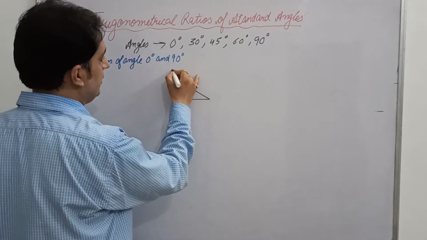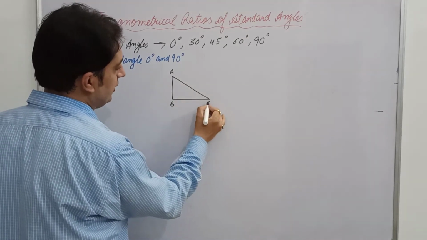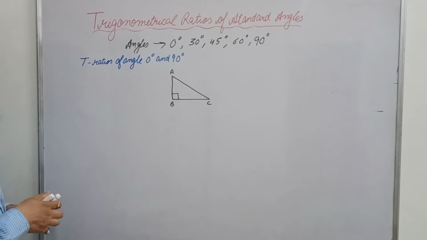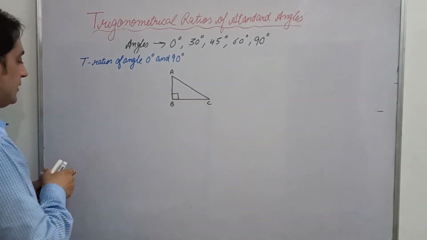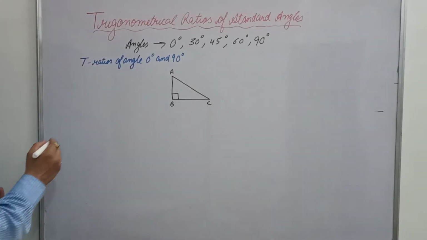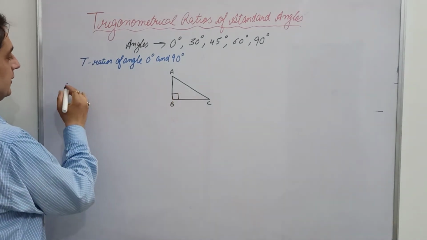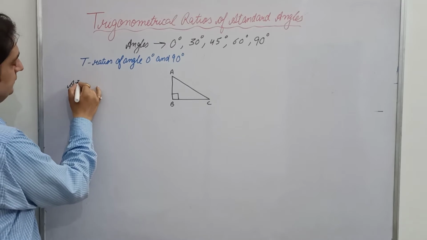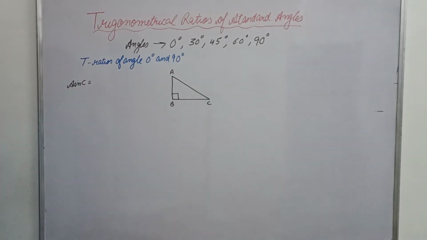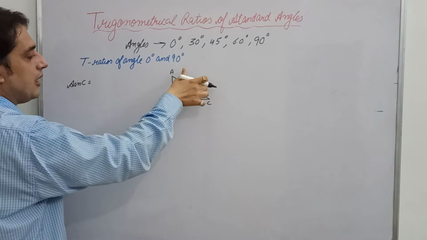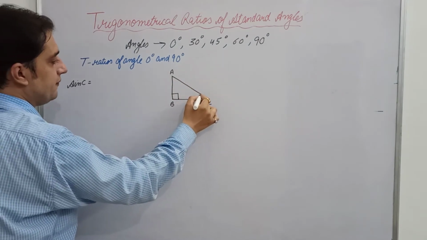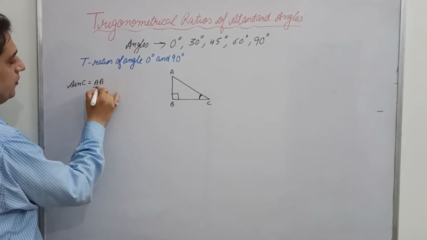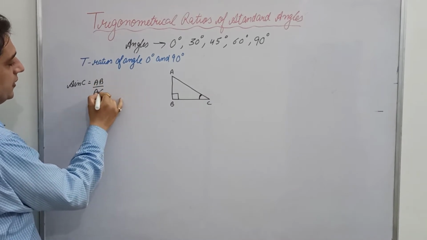This is a right angle triangle. Let ABC be a right angle triangle with angle B as 90 degree, and A and C are its acute angles. Let us take an acute angle, that is angle C. So what is the value of sine C? The value of sine C is perpendicular by hypotenuse. This is my angle of reference. So this will become AB upon the longer side, that is hypotenuse, AC.